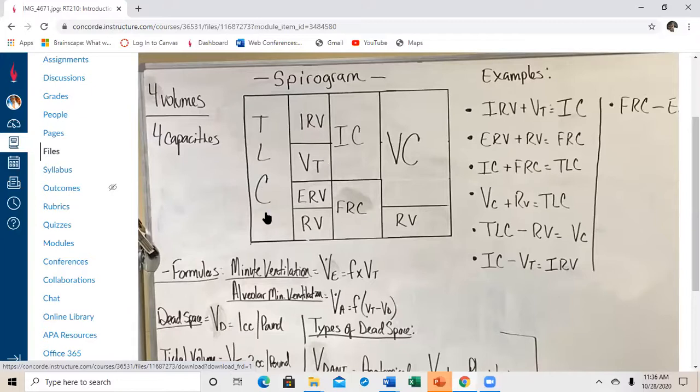You start with total lung capacity. Then I always do my VT first. I make my box, and then I do my TLC right here, and right beside it, in the middle of TLC, I put VT. Then above VT, of course, is IRV. Below VT is ERV. And then that little funny RV is always there, okay? Then I go over to my capacities. IRV plus VT is IC. And ERV plus RV is FRC.